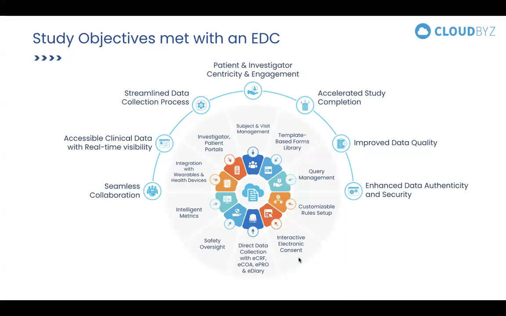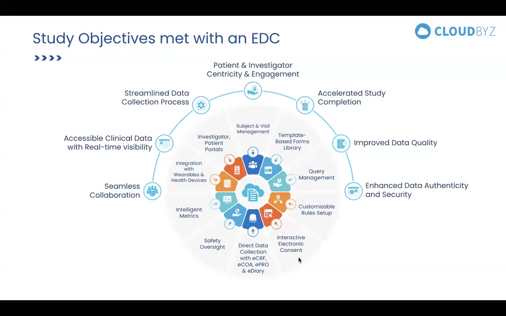Point three, streamline data collection. Simplifying and expediting the data capture process is a significant advantage of any EDC system, and automated data collection methods reduce the manual errors and help in saving time, which allows the research teams to focus on more critical tasks in terms of trial success. This efficiency in data collection contributes to a more organized and manageable workflow, enhancing the overall quality of the trial.